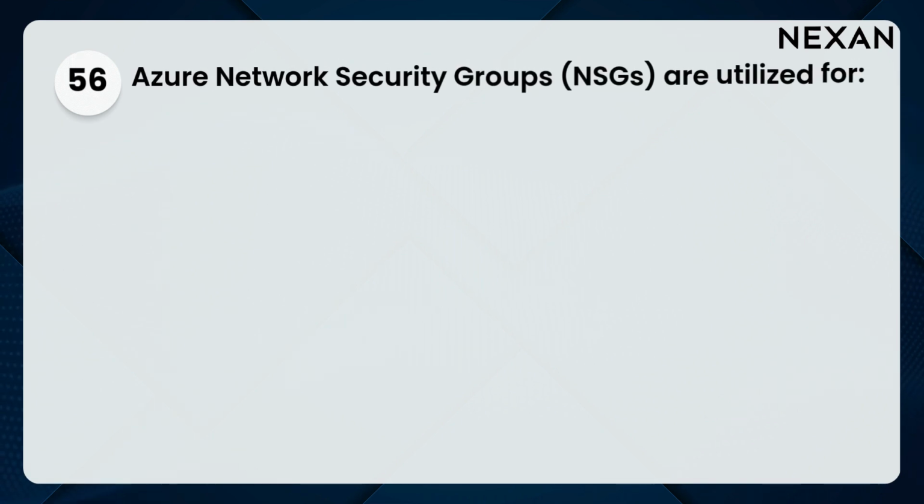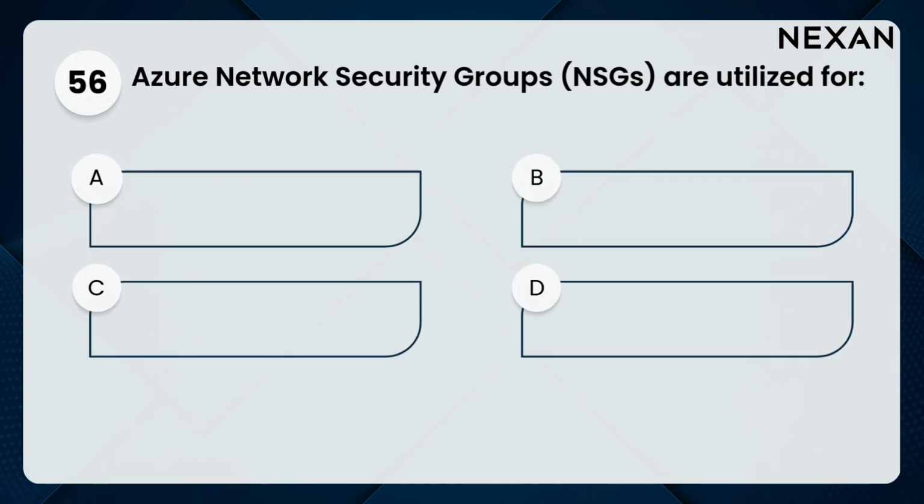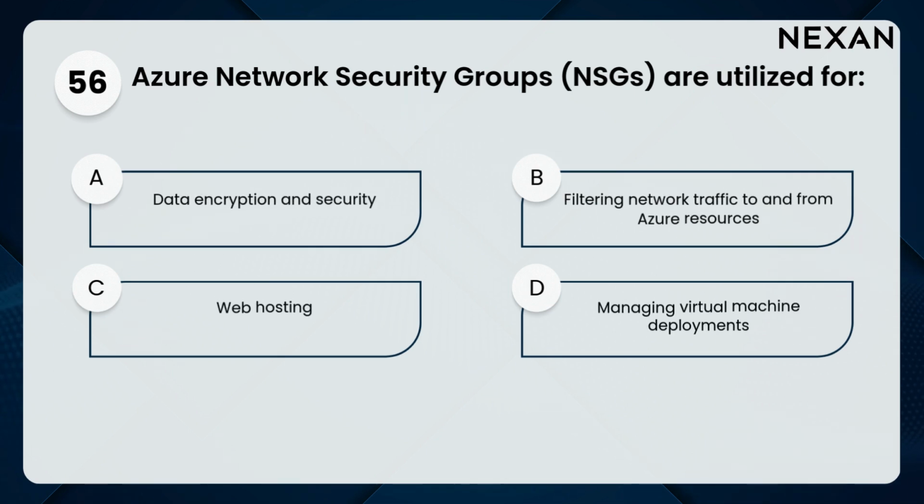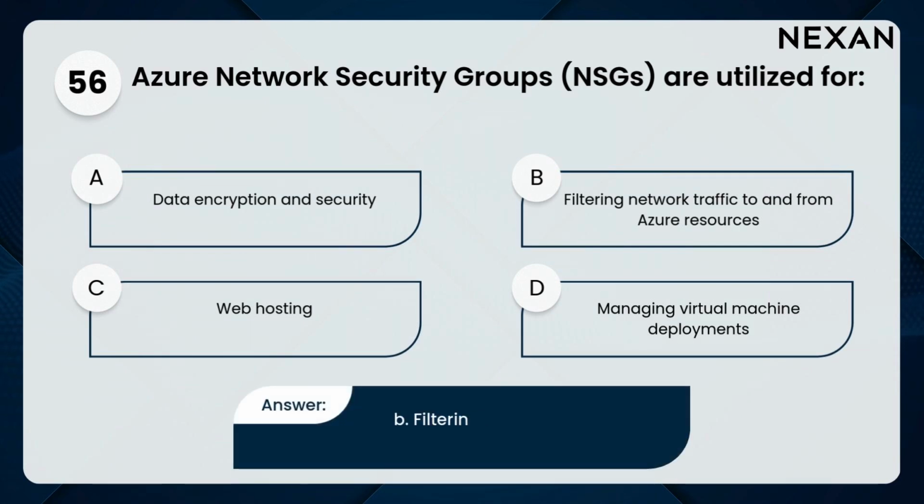56. Azure Network Security Groups, NSGs, are utilized for A. Data encryption and security. B. Filtering network traffic to and from Azure resources. C. Web hosting. D. Managing virtual machine deployments. Answer: B. Filtering network traffic to and from Azure resources.